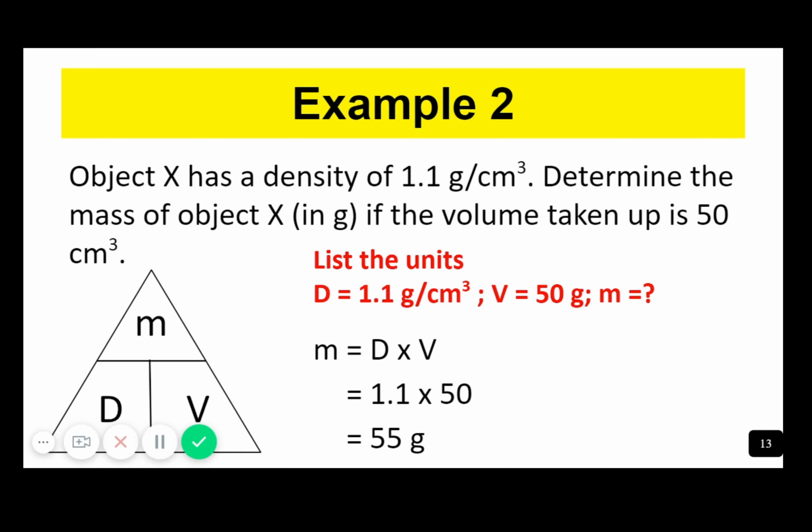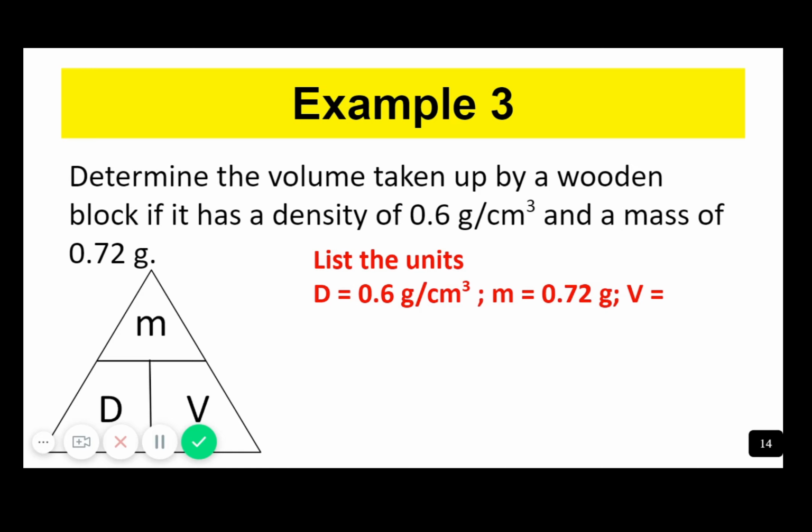Okay? Last example. Determine the volume taken up by a wooden block if the density is 0.6 grams per centimeter cube and the mass is 0.72 grams. Again, I cannot stress enough, you need to list down the units. Density is 0.6 grams per centimeter cube, the mass is 0.72 grams. So what is my volume?